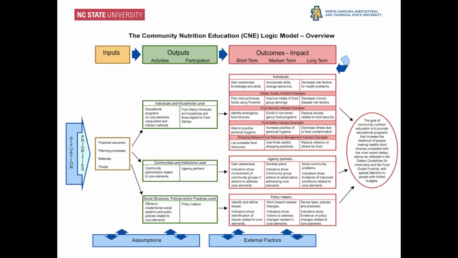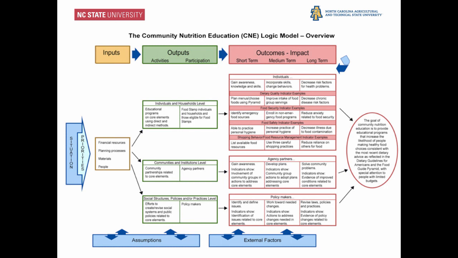Now let's look at a community nutrition education logic model example. Notice this model, although the same general format, looks a little different. The goal of this program is to provide educational programs to increase the likelihood of people making healthy food choices. This model doesn't list any assumptions or external factors, so let's move on to the meat of the model. Reading the logic model from left to right, you see the program requires financial resources, planning processes, materials, and people as inputs. Now, looking at the outputs, the program has three components: educational programs for food stamp individuals, community partnerships with agency partners, and social system and policy changes with policymakers.